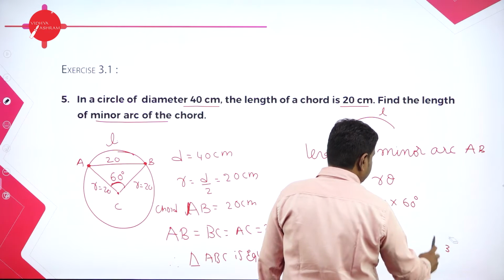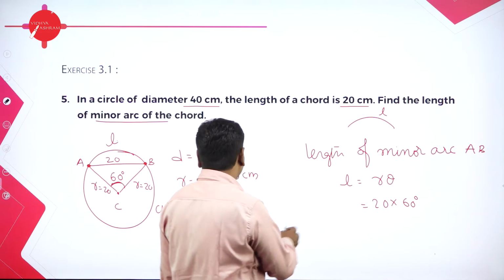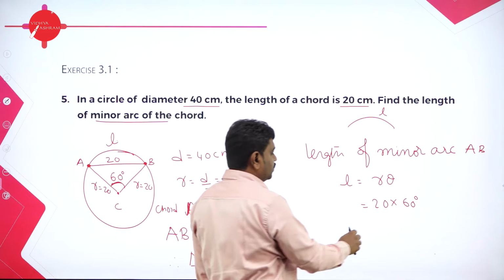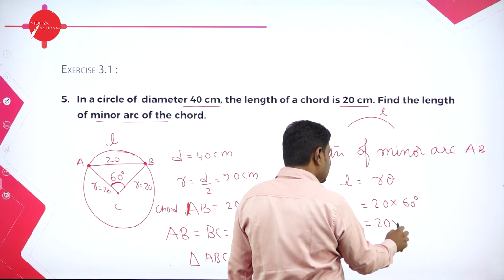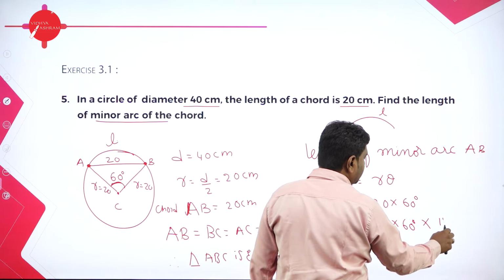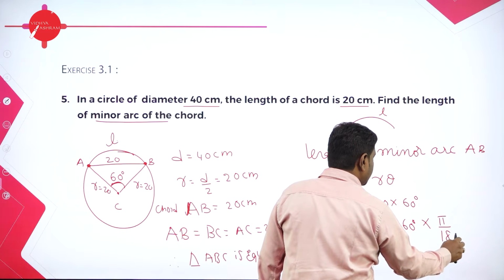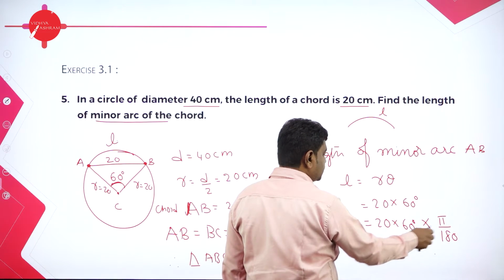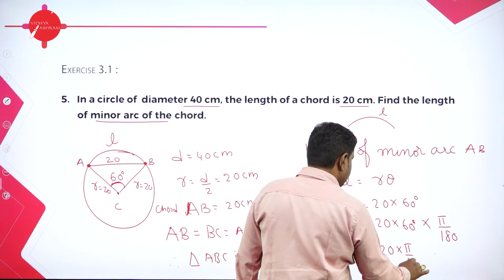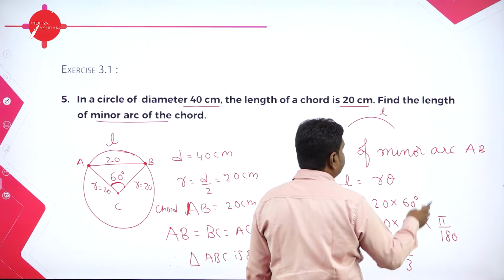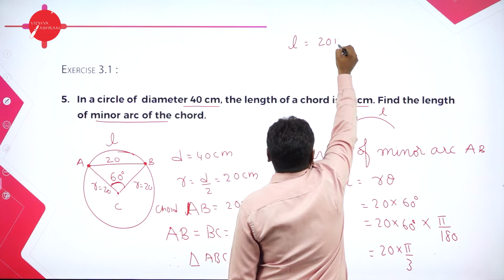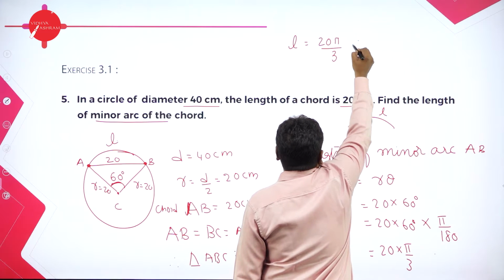So here, please observe, L is r theta. What is r theta? Radius into theta. So 20 into 60 degrees we got, but convert this to radians. How to convert? Multiply by pi by 180. 60 ones are 60, 180 threes are 180. So 20 into pi by 3. Finally you will get 20 pi by 3. So the arc length is 20 pi by 3 centimeters.